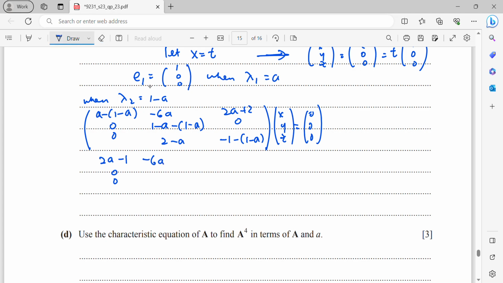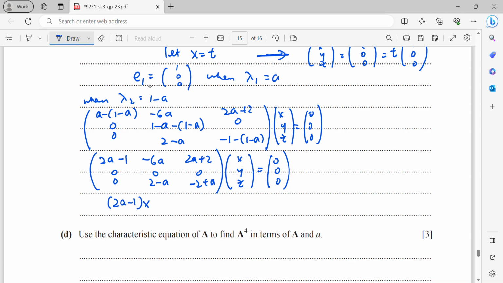Then minus 6a, this is 0. Then here is 2 minus a, 2a plus 2, 0, minus 2 plus a. Multiply with x, y, z equals to all zeros. Alright, so from here, the second row will be 0, means that I will only get 2 equations. So (2a minus 1) times x minus 6ay plus (2a plus 2) times z equals to 0.